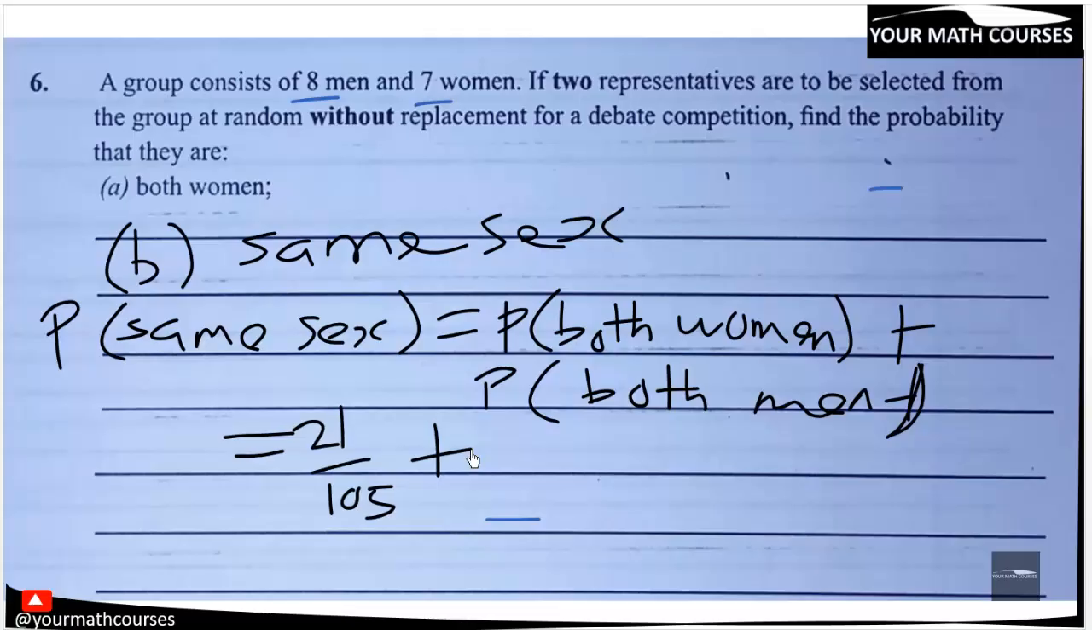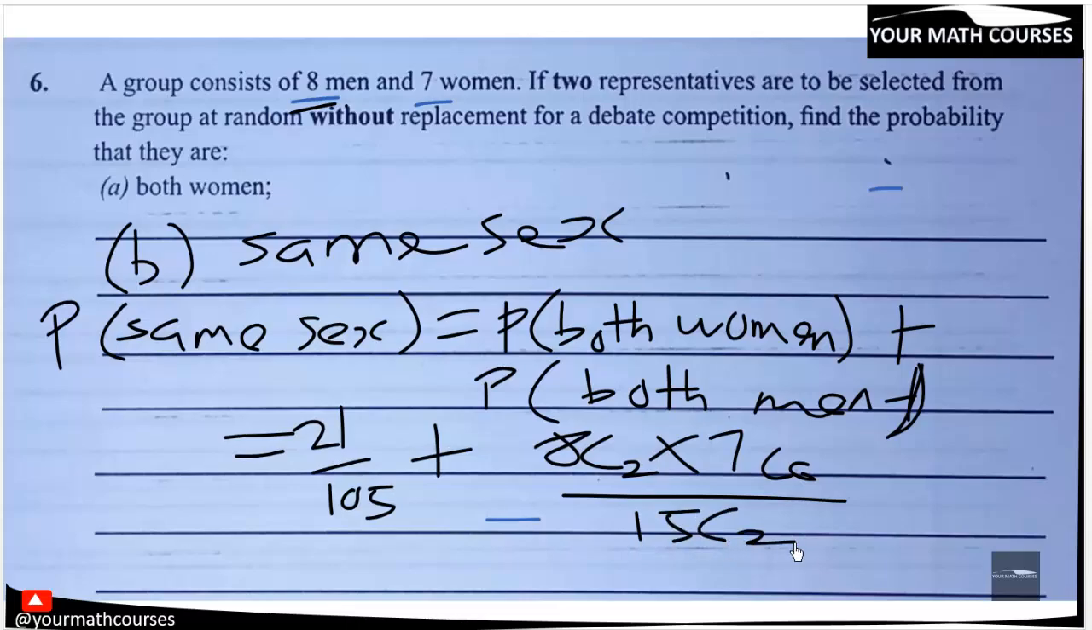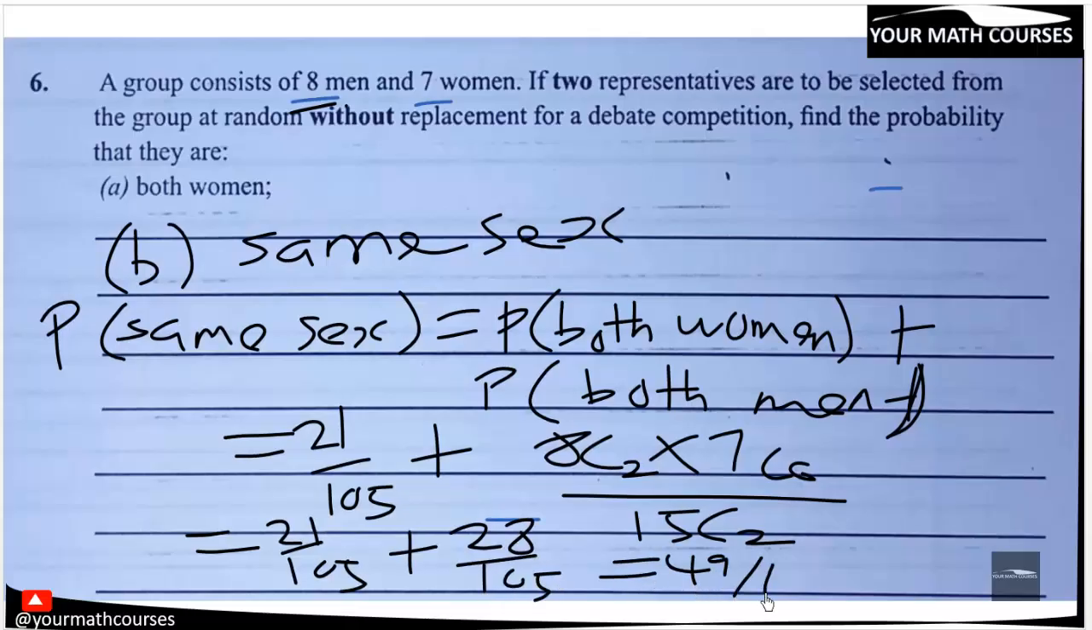Then the probability of both men will be the number of ways of selecting 2 men from 8, which is 8 combination 2, times 7 combination 0, all over 15 combination 2. So we realize that this is going to give us 21 over 105 plus 28 over 105, which is giving us 49 over 105, or 7 over 15.